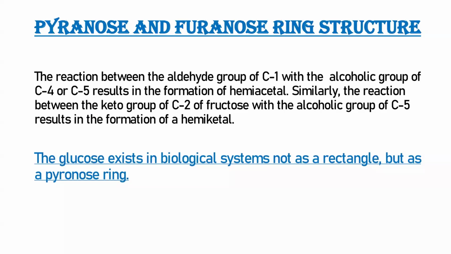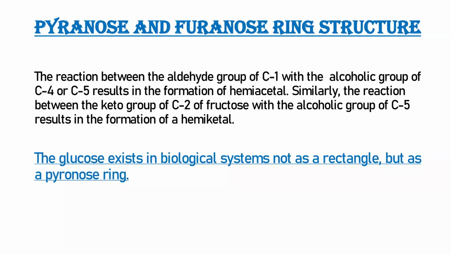So ladies and gentlemen, you should understand this: hemiacetal and hemiketal. In the case of hemiacetal, it is the sugar with an aldehyde functional group that reacts with the alcoholic group of either carbon 4 or carbon 5 to form the hemiacetal. But in the case of hemiketal, it is the keto group, that is the ketone functional group, of carbon 2 of fructose that reacts with the alcoholic group of carbon 5, resulting in the formation of a hemiketal.